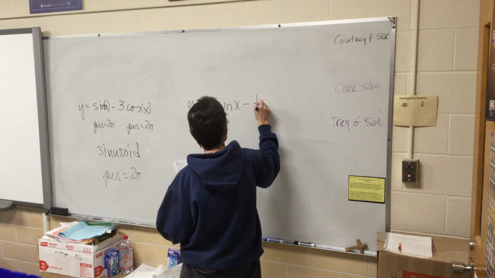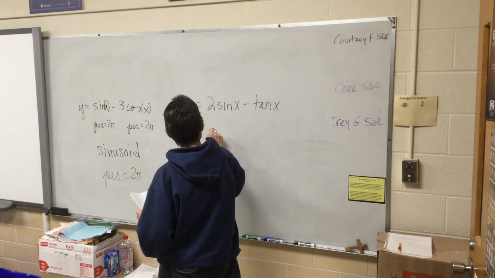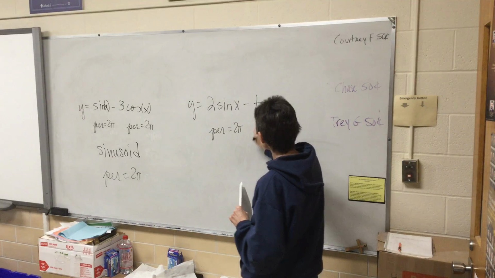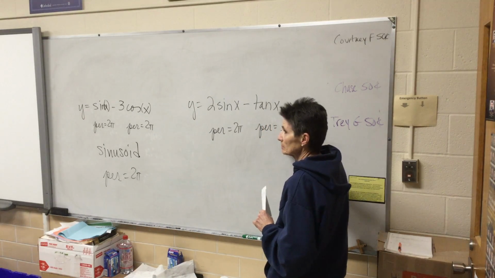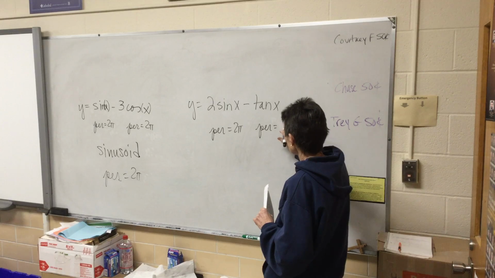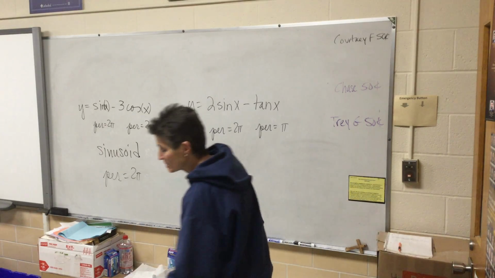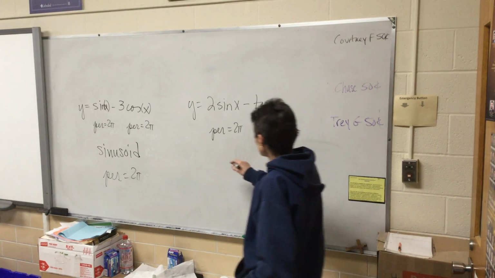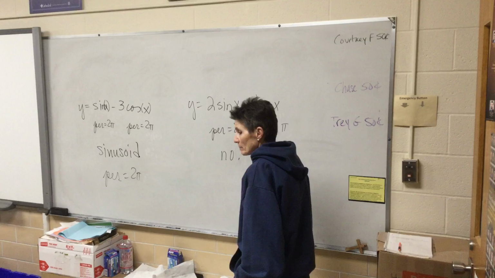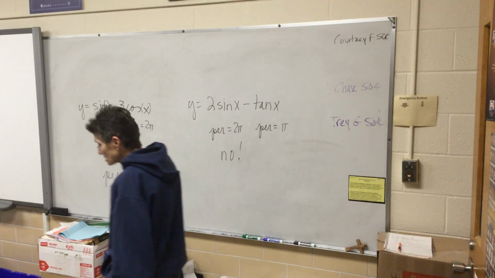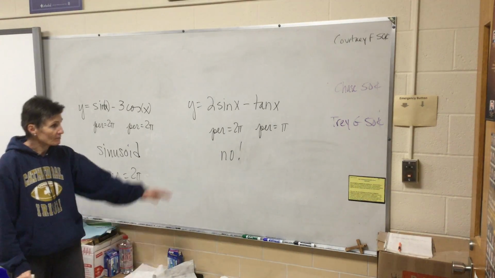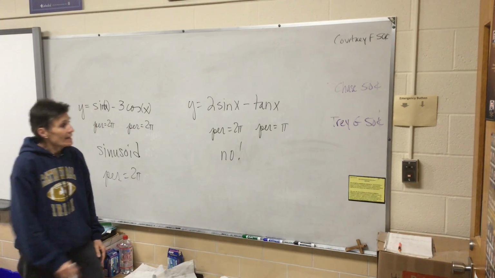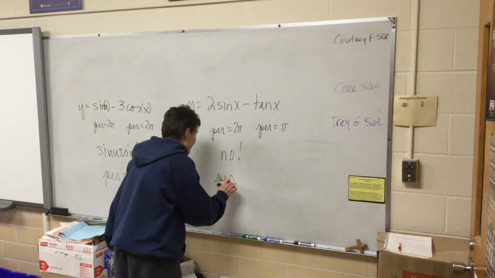2 pi. Yep. So this one has a period of 2 pi. What is the period of the second piece? I think it's just pi. It is just pi. The period of the tangent's pi. Now, they don't match, so it's not a sinusoid. Why not? Because the periods don't match. The periods of the two pieces that are being added together aren't the same. It is, however, periodic.